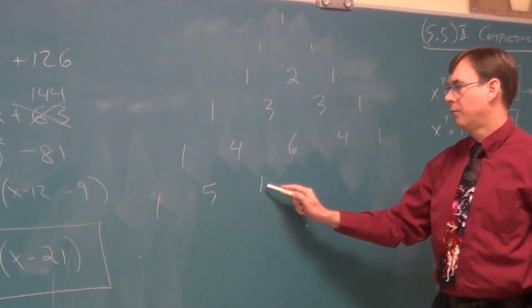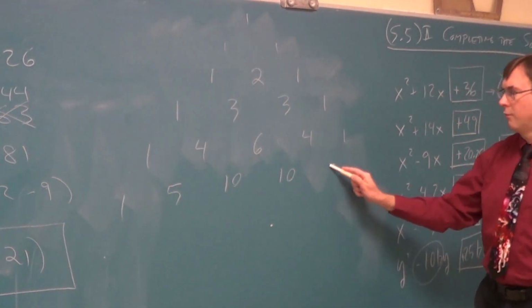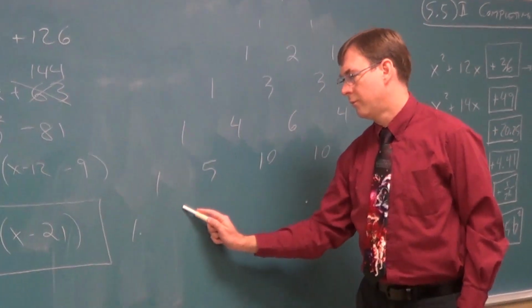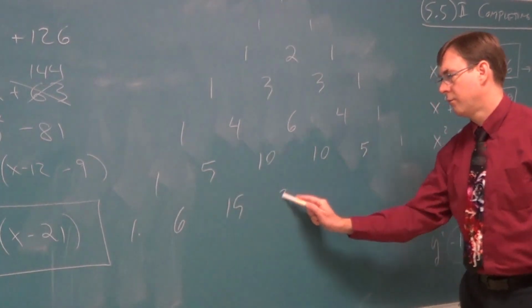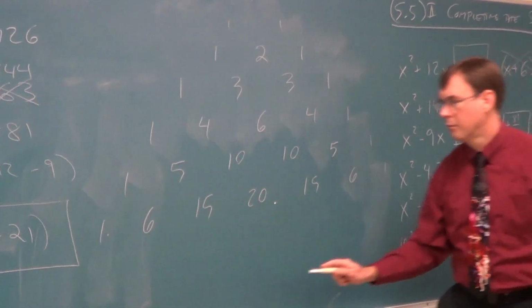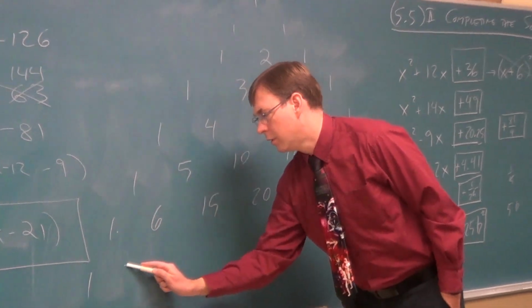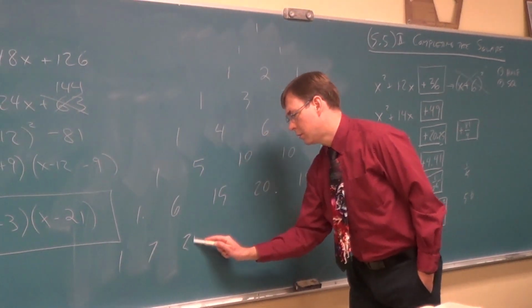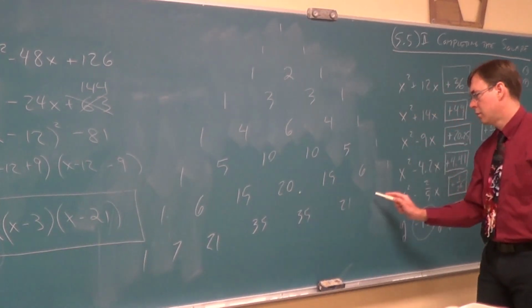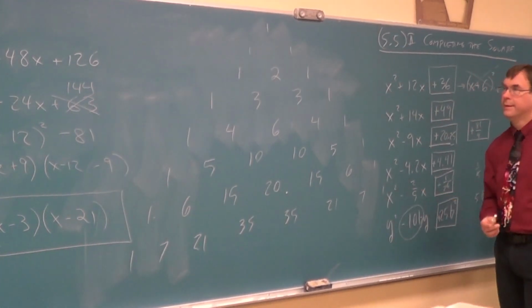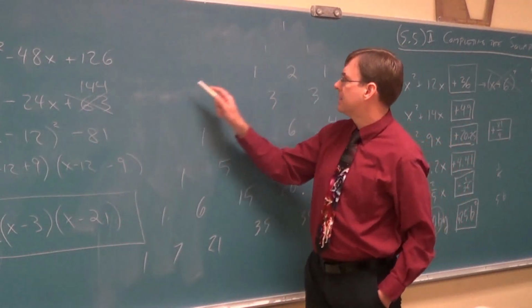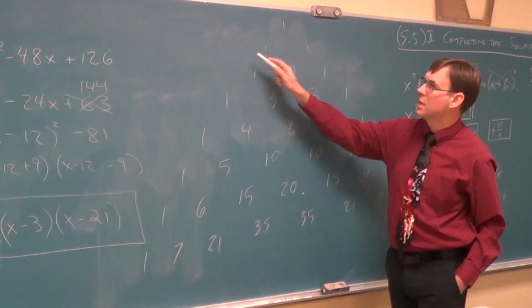1, 5, 10, 10, 5, 1, oh, I hate this. 1, 6, 15, 20, 15, 6, 1. Calm down. I'll go one more level. 1, 7, 21, 35, 35, 21, 7, 1. So here's something that you could do with this. Okay, this is the 3rd level of creation.